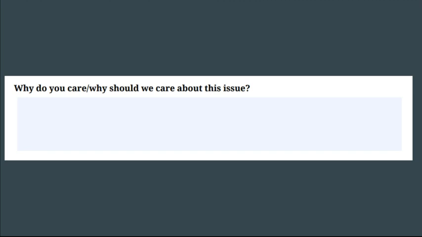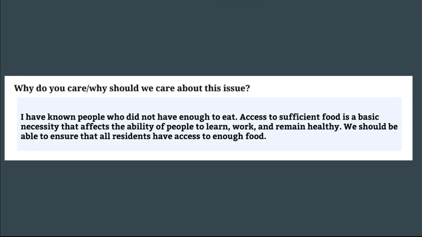So here, I've just written that I've known people who did not have enough to eat, primarily students in my life that were food insecure. I also think that access to sufficient food is a basic necessity that affects the ability of people to learn, work, and remain healthy. So even though we may have enough to eat, if we live in a community where others do not, it will affect our community at large. And then I think we should be able to ensure that all residents have access to enough food.